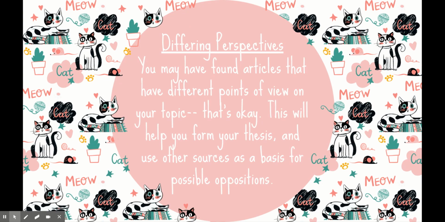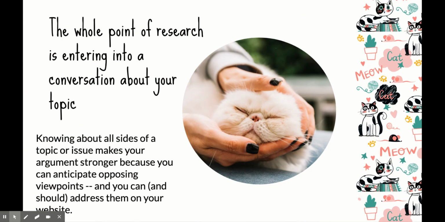Differing perspectives. You may have found articles that have differing points of view on your topic, maybe differing arguments, and that's okay. That's actually great, I think. This is going to help you form your thesis, and you can use the other sources as the basis for possible oppositions. The whole point of research is entering into a conversation about your topic.